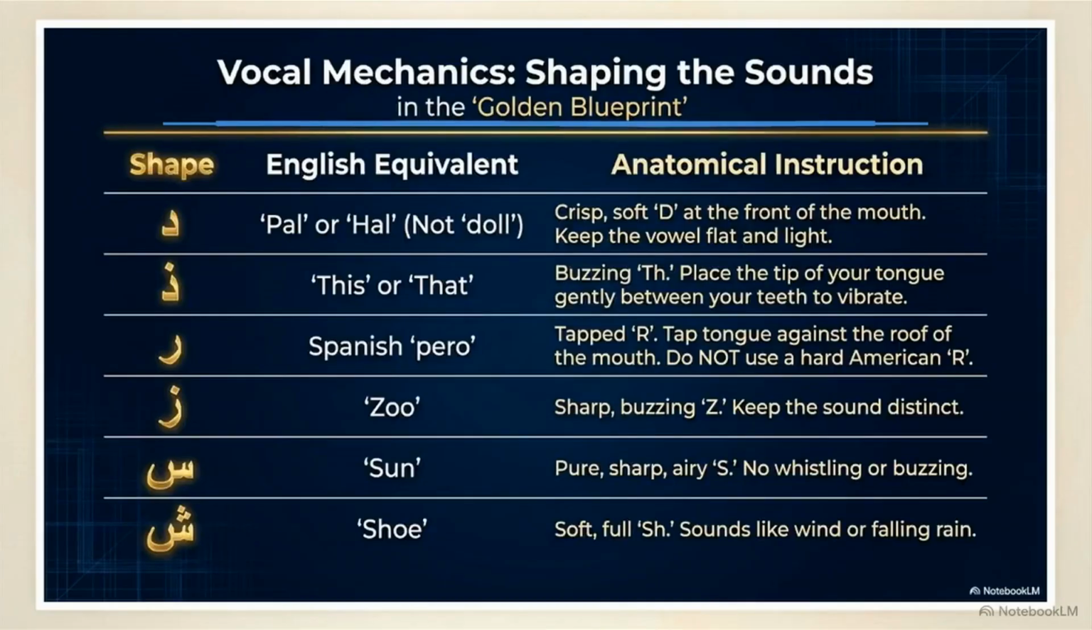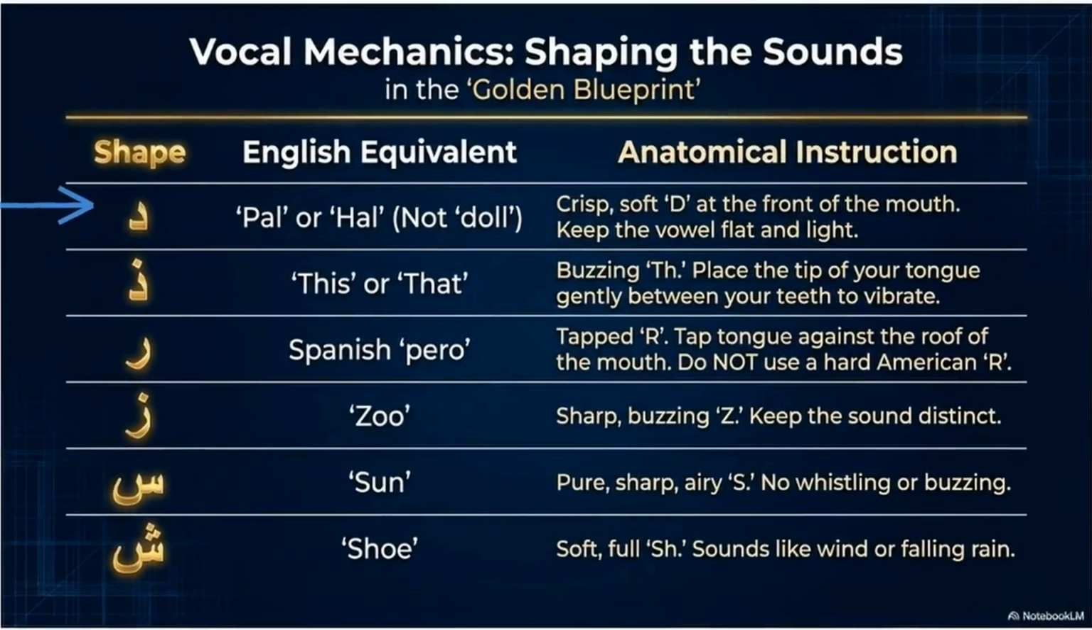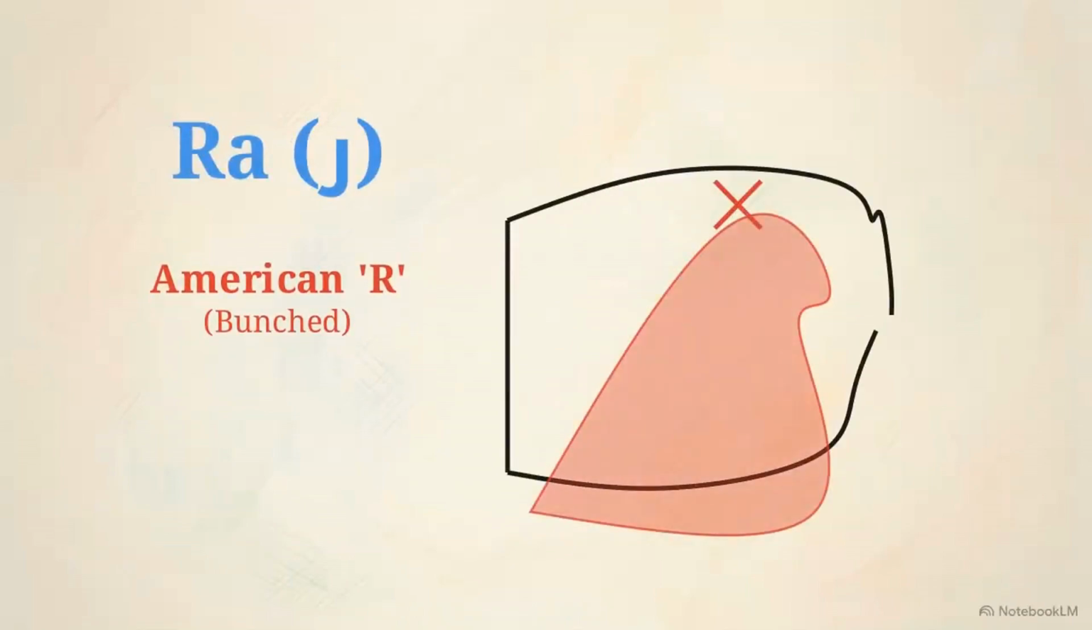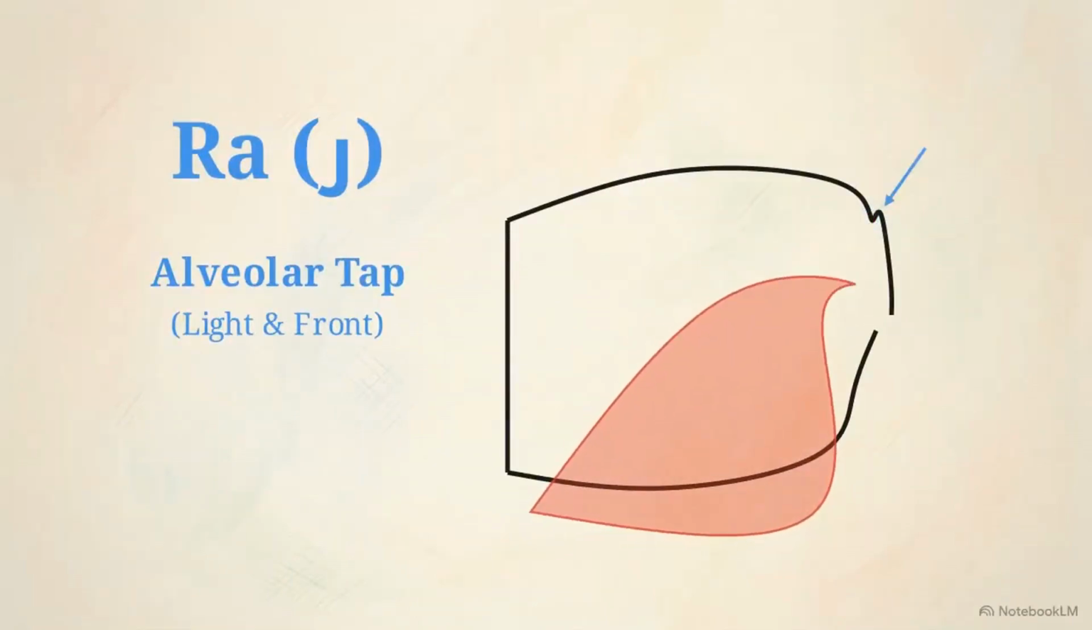Here in this table, showing our vocal mechanics, we have specific instructions to help you avoid Anglo-centric pronunciation habits. For dal, keep the vowel sound flat and light at the front of your mouth, so it rhymes exactly with the English word pal. Do not say doll. For ra, we must avoid the hard, flat American R. Instead, use a light tapped tongue, exactly like the R in the Spanish word pero.